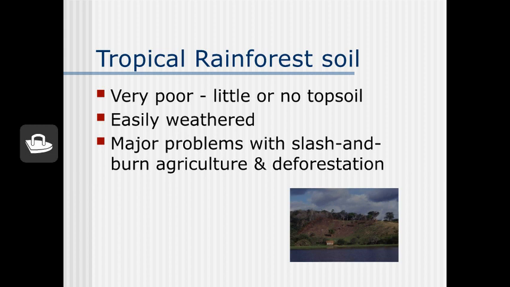And there were major problems formerly with slash and burn agriculture, in which small farmers would go and clear an area, farm it for a while, and then move on. Today, the biggest problems are with deforestation for large crops such as cattle and soybeans.